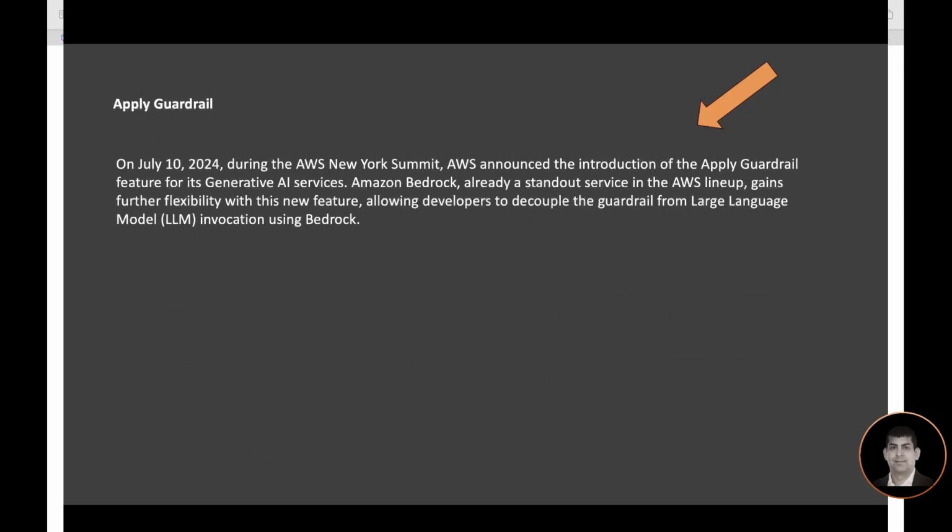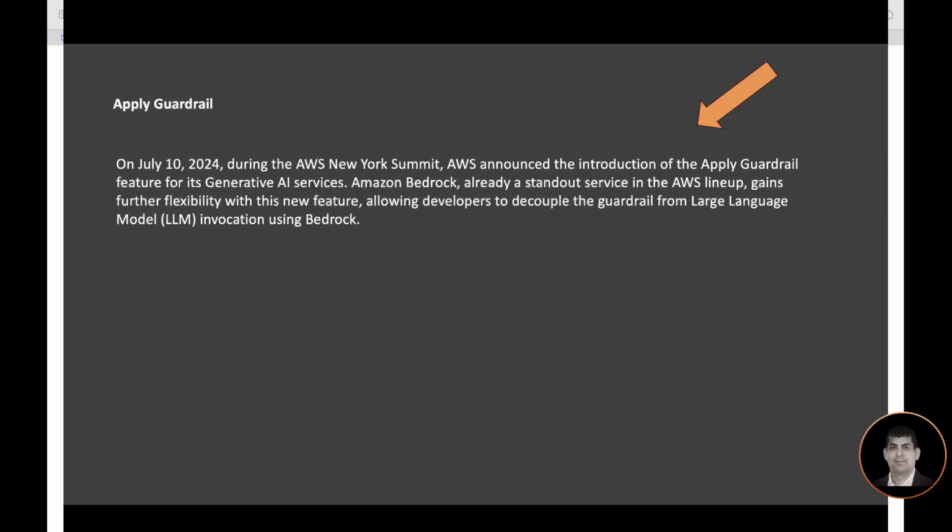Again, Apply Guardrail, a quick recap, is really new, about 48 hours back when AWS announced it, July 10. During the AWS New York Summit, they announced the Apply Guardrail feature for Generative AI, and this is already a standout service. Really, Apply Guardrail allows developers to decouple the guardrail from the large language model. And that's really what I have done in this workshop.